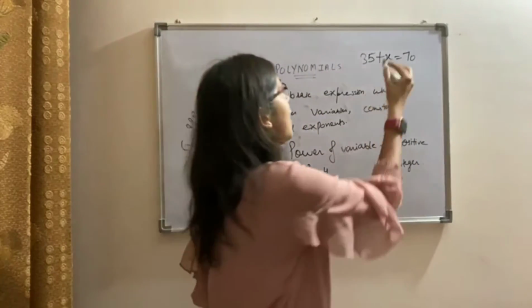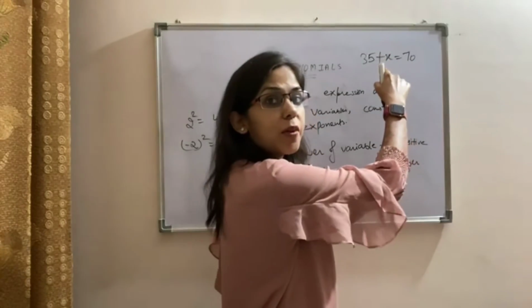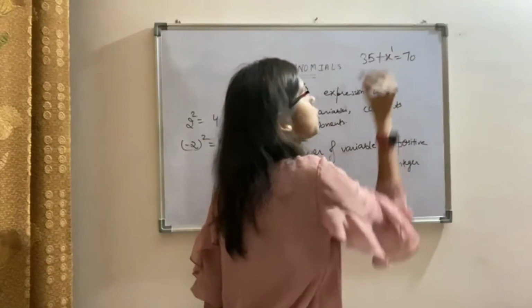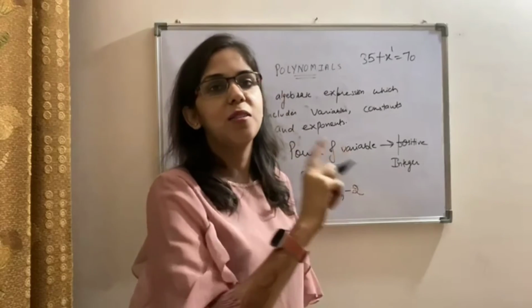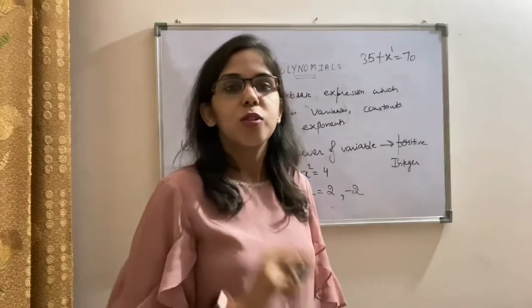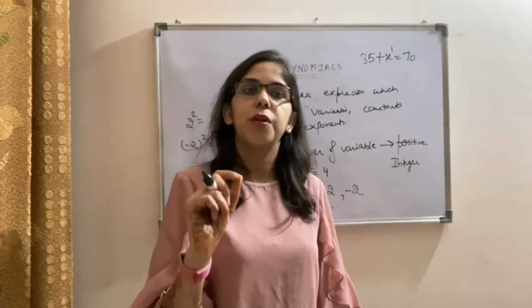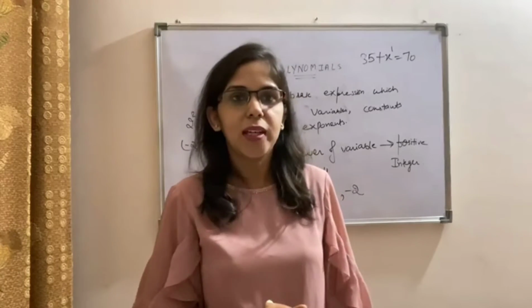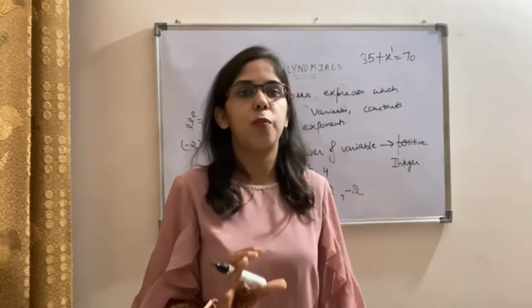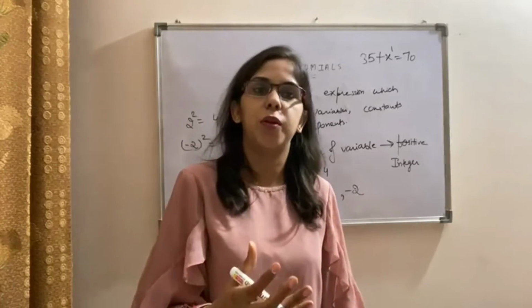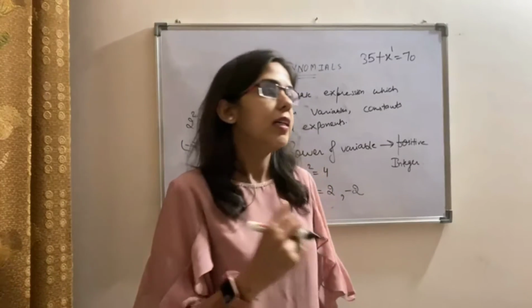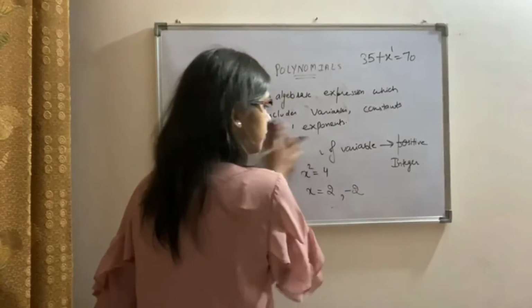So here also there is a power of the variable, that is x raised to power 1, and 1 is a positive integer, okay? So while writing a polynomial, make sure that the power of the variable is a positive integer, okay? So this is the basic definition of polynomials, that is how to write a polynomial in standard form, okay? Now let's come to another one.